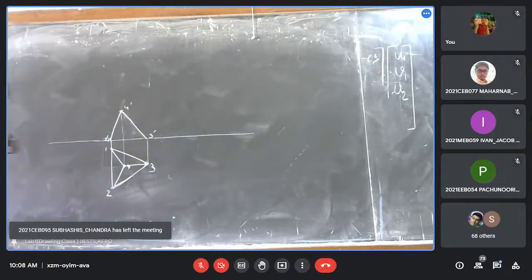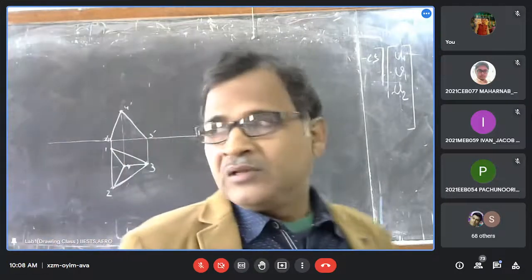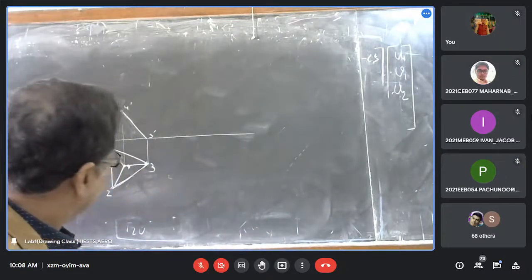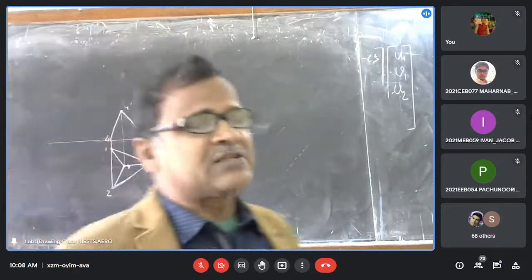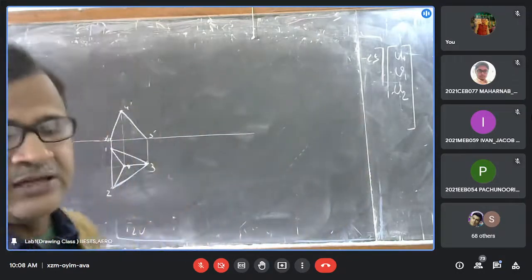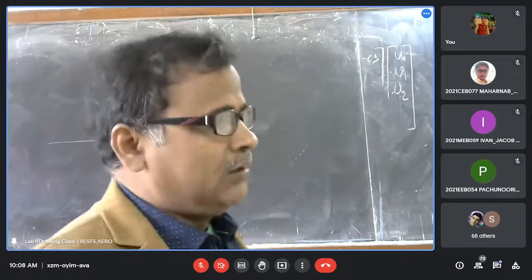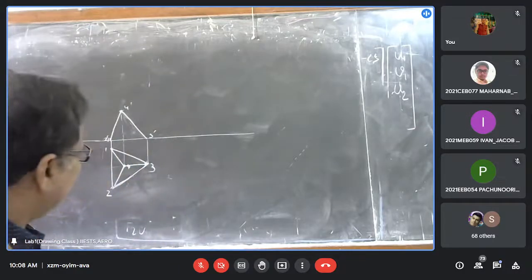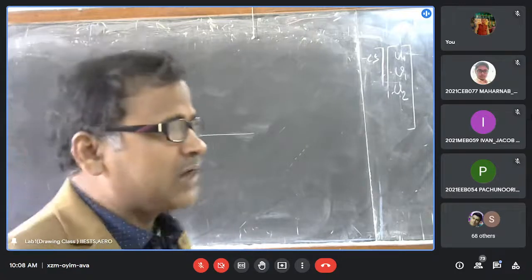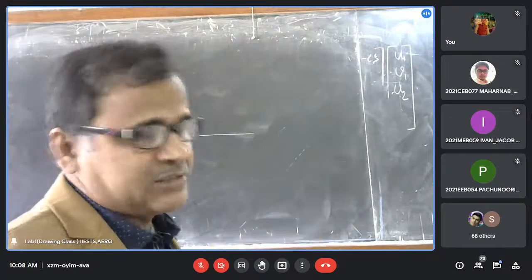Okay. But in your problem, another additional condition is there. It is not resting with its triangular surface. It is resting with one of its edges. Okay. So now, if we consider that edge is 1, 2, then how do you start from the elevation side for getting the plan and elevation?